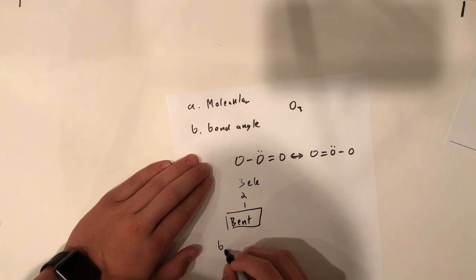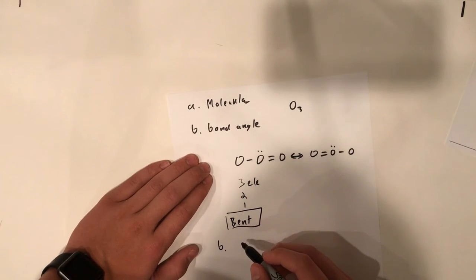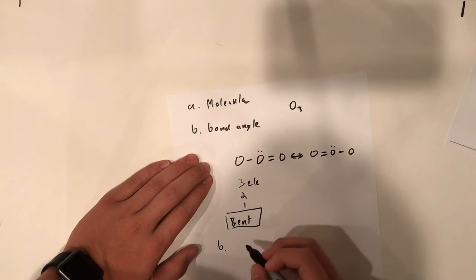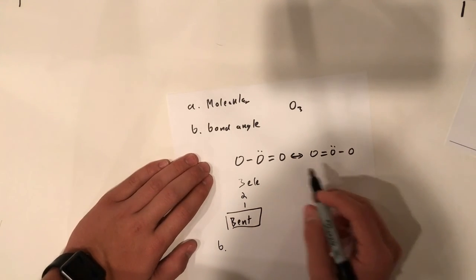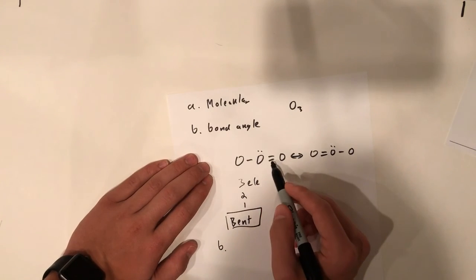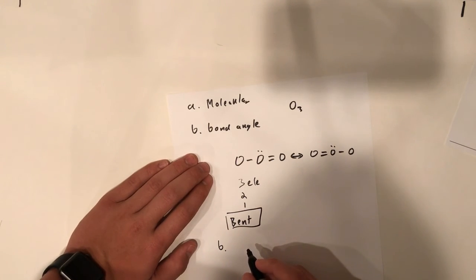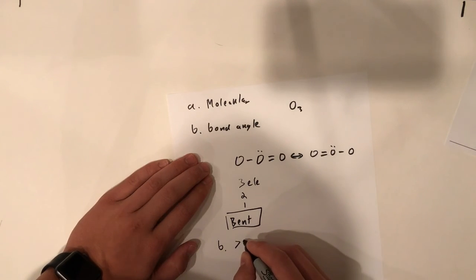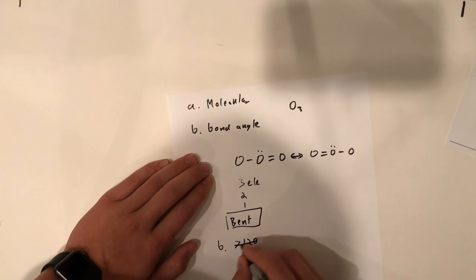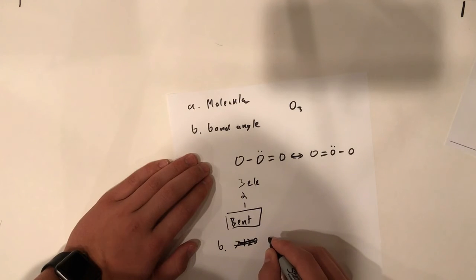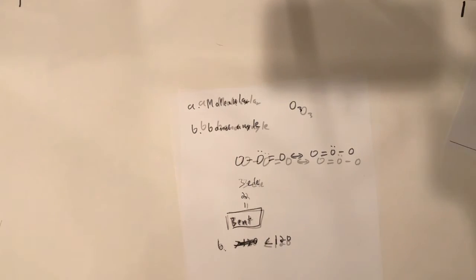Now B is we use the molecular geometry to figure out the angle. An angle on a normal 3 electron domain molecule is 120 degrees, but this is not normal. We have both a lone pair and a double bond to this O. So the angle will be much less than 120 degrees.